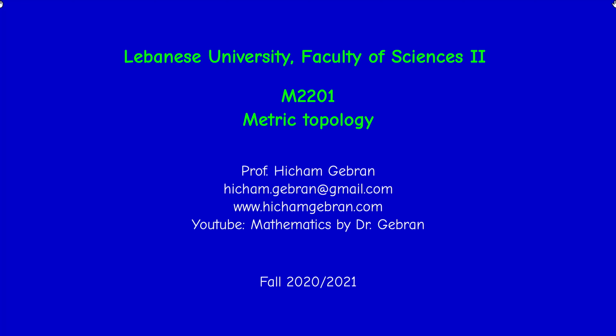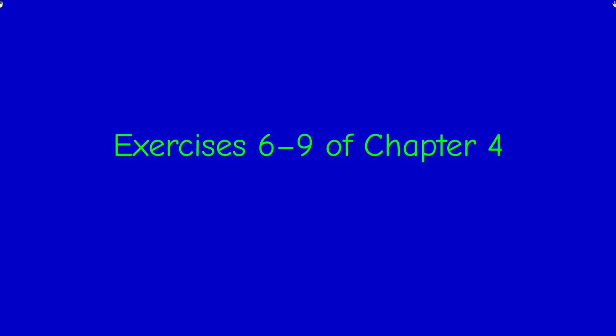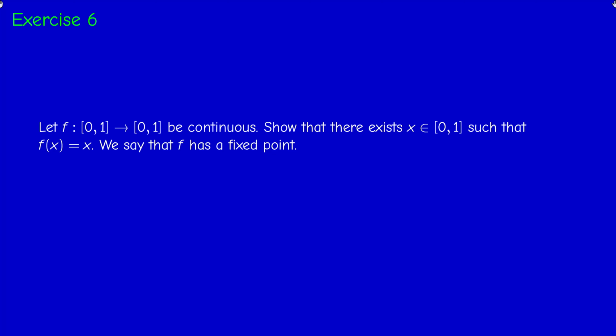Welcome back. In this video, we are going to solve exercises 6 to 9 of chapter 4. Exercise 6 is very easy, very similar to exercise 5. We have a self-map from [0, 1] to itself, which is continuous. We have to show that f has a fixed point, not necessarily unique.